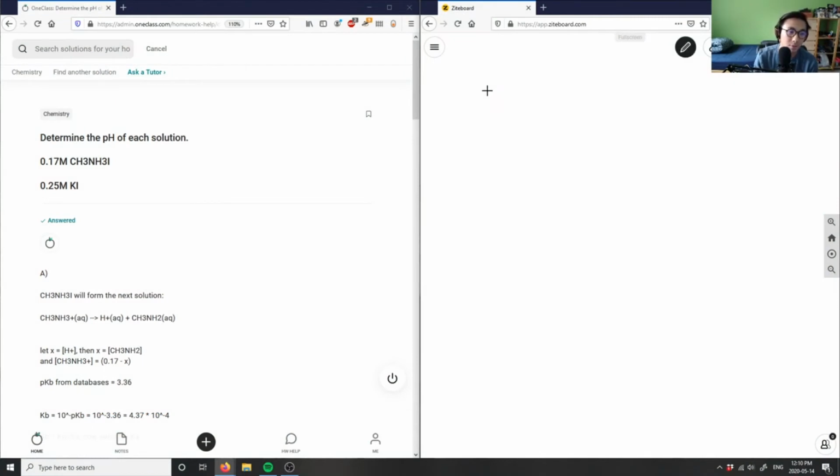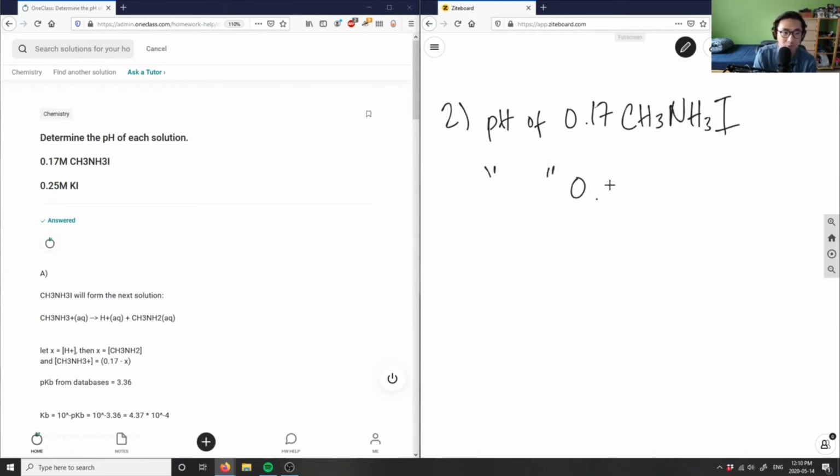This question is asking us to determine the pH of each solution. So I have 2 solutions here, and I want the pH of each one. First, the pH of 0.17 M CH3NH3I, and then the pH of 0.25 M KI.